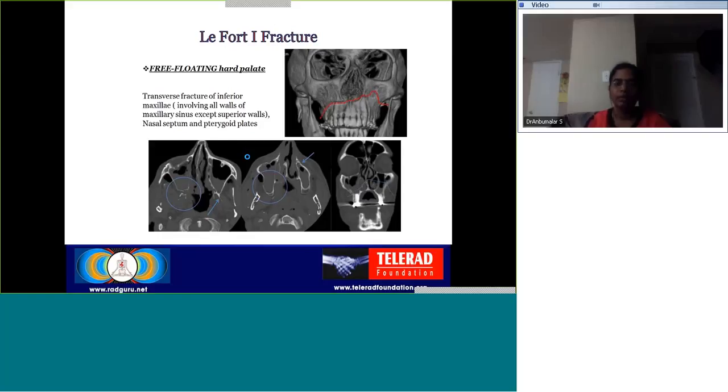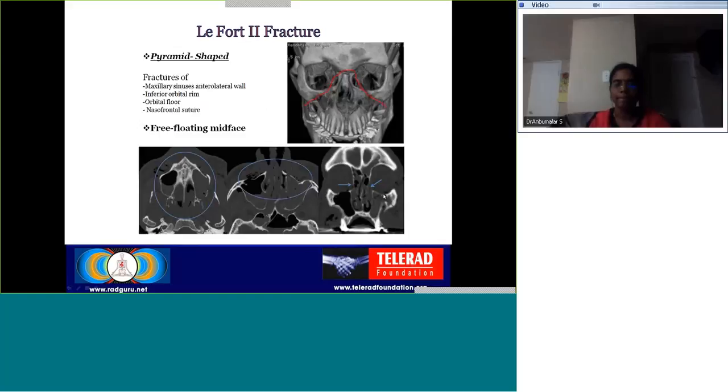We will see in detail the Lefort type 1, which has the free floating hard palate, because the transverse fracture line is seen along the inferior maxilla that runs along the maxillary sinus anteriorly and involves the alveolar margin. Associated nasal septum and pterygoid plate fractures are seen. So this is the pterygoid plate fracture. The inferior wall of the maxillary sinus is fractured. This transverse fracture is giving the free floating appearance of the hard palate.